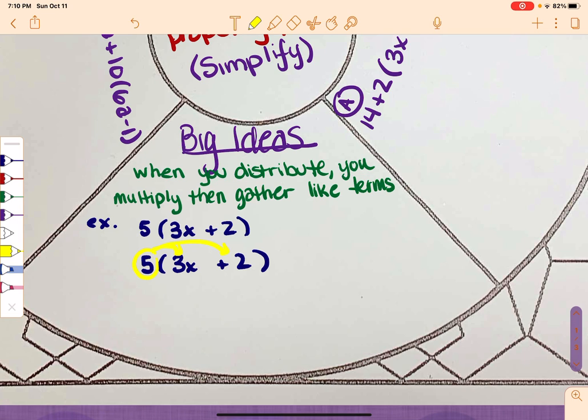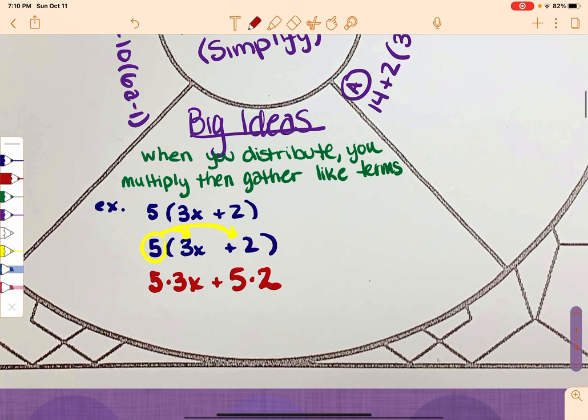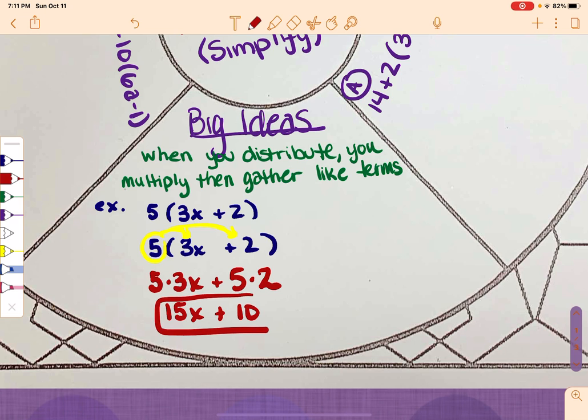And remember, we said when we distribute, it's multiply. So 5 times 3x, which is the first number in the parenthesis, bring down my plus sign, and then I'm going to do 5 times 2. Now, 5 times 3 is going to give me 15. I'm going to bring the x down. And then 5 times 2 is 10. So it's going to look like that.